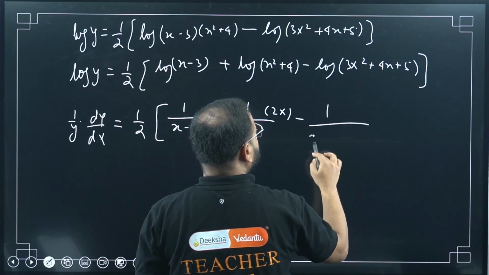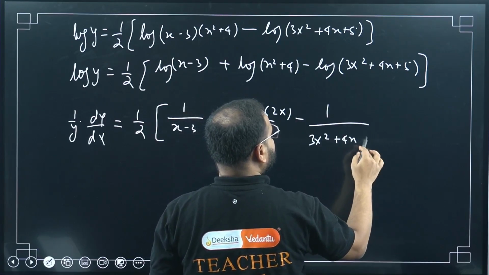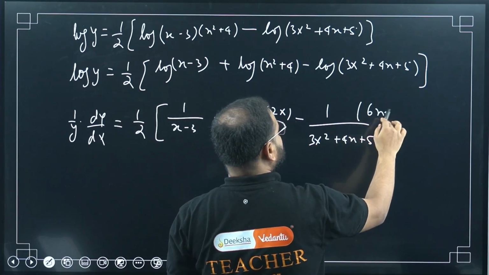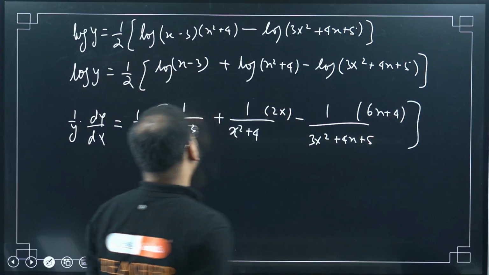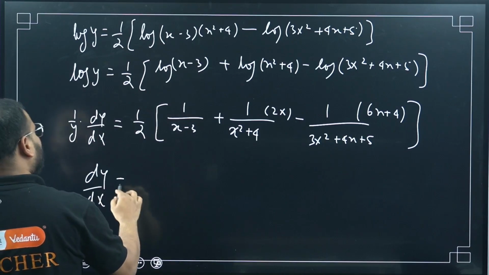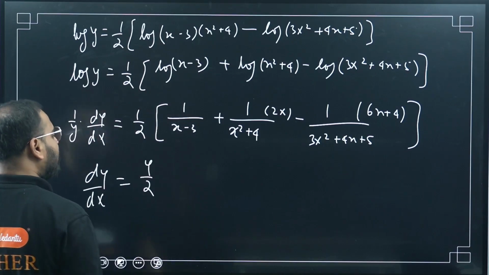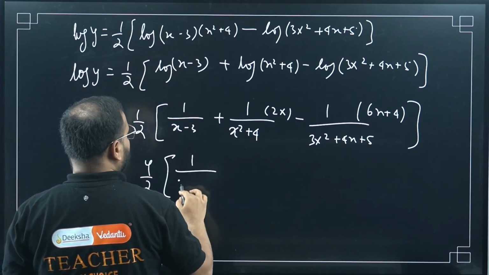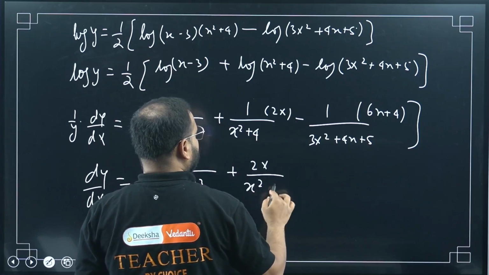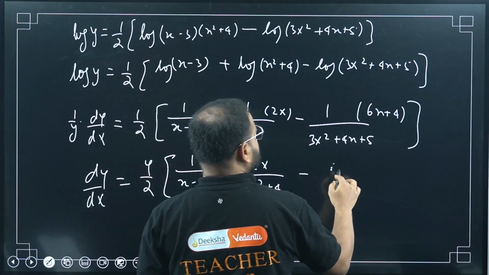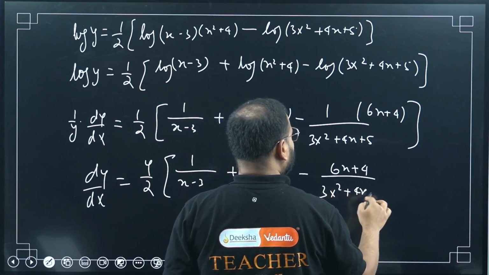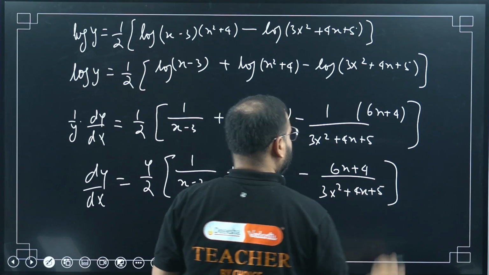What about this? 1 upon 3x square plus 4x plus 5. For this I will get 6x here and plus 4 there. Okay, so I want to find the value of dy by dx. So bring the y on the other side. I'll get y by 2 times 1 upon x minus 3, minus 2x upon x square plus 4, minus 6x plus 4 upon 3x square plus 4x plus 5. Okay, this is my final answer.